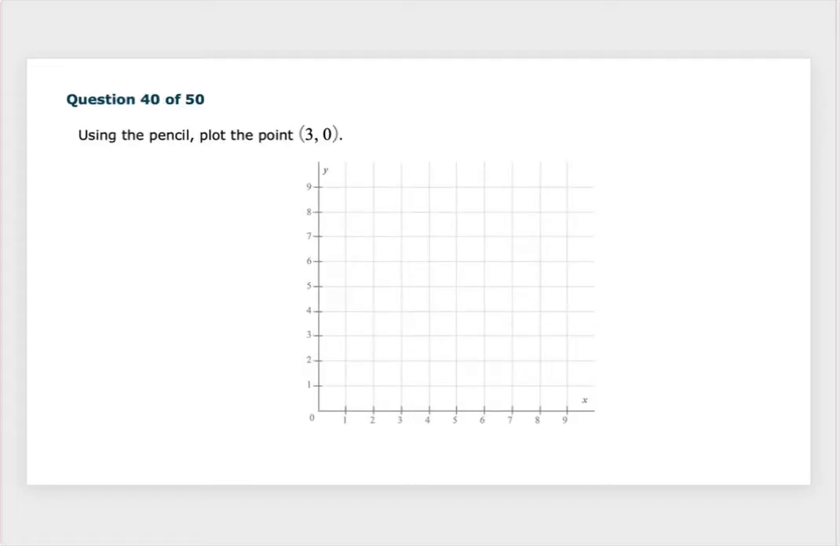Okay, use the pencil, plot the point 3, 0. Well, 3, 0 is 3 steps to the right, and 0 means it's right on the axis. Remember, this is the x-axis, and this one up here is the y-axis. So if you were asked which quadrant that is in, you would say it's not on a quadrant. It is on the x-axis.